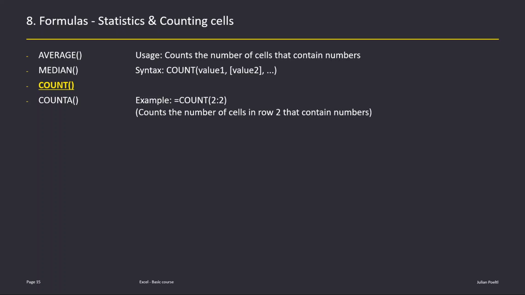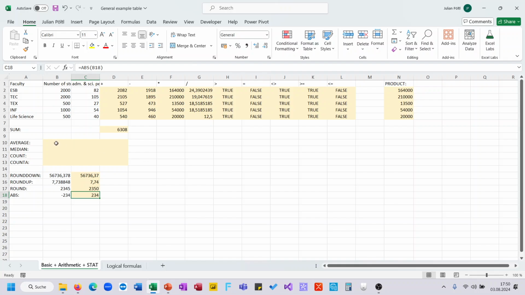Count counts the number of cells that contain numbers. Sounds complicated, but we will see that it's quite easy. You also, for example, select a cell range. And CountA counts the number of so-called non-empty cells. So regardless of their content, it counts the number of non-empty cells, and you also only need to select a certain range here. So Count counts numbers, and CountA counts the number of non-empty cells, even if there is text inside these cells. So let's show this in our Excel file.